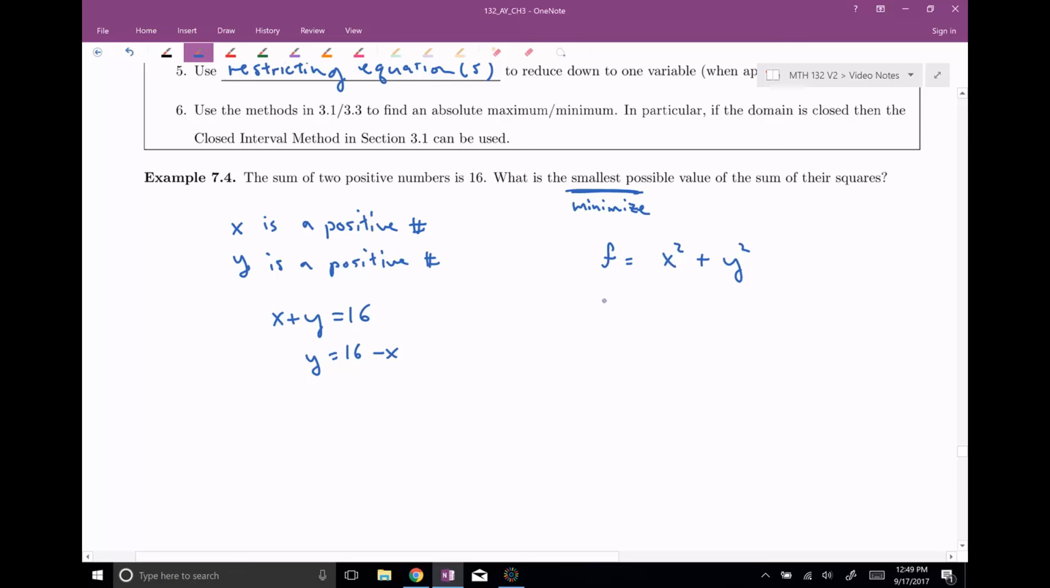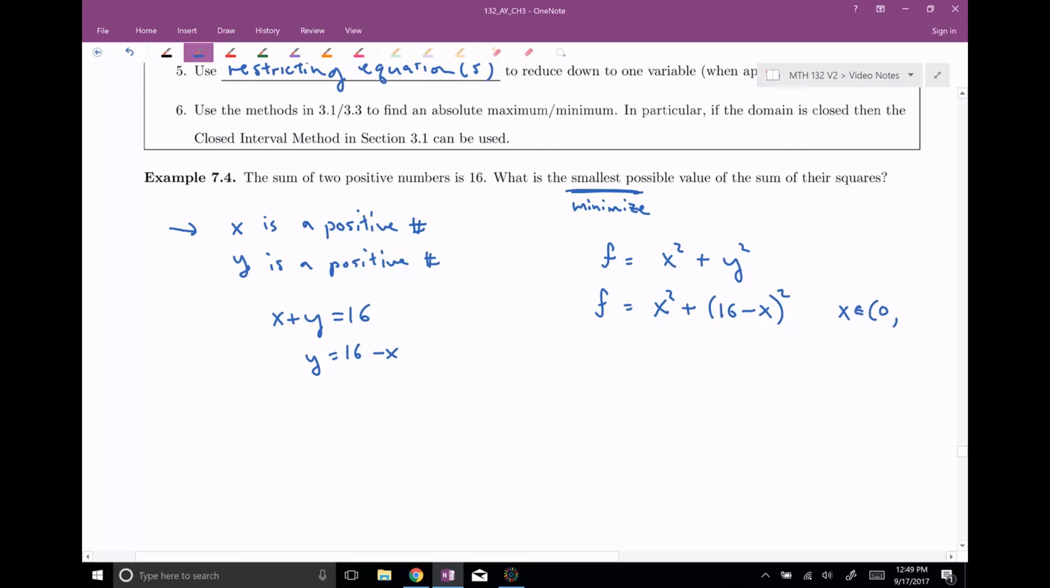So now let's go ahead and plug that in and use that restricting equation to get this in terms of just one variable. So instead of y, I'm going to put (16 minus x) quantity squared. Okay, again, maybe before we start taking derivatives, let's remind ourselves, what should the domain of this function be? So in this case, x is a positive number. That's the only thing that we have. So in this case, x should be greater than 0.